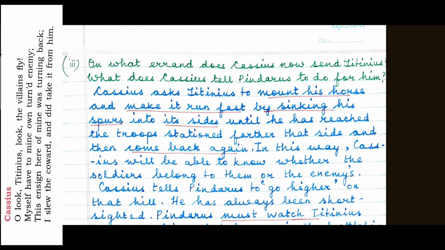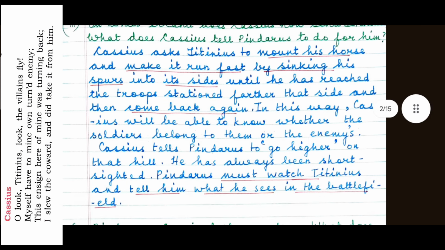What does Cassius tell Pindarus to do for him? He sends Titanius away and he tells Pindarus to go higher on that hill. He has always been short-sighted, weak eyesight, poor eyesight. Pindarus must watch Titanius and tell him what he sees in the battlefield.